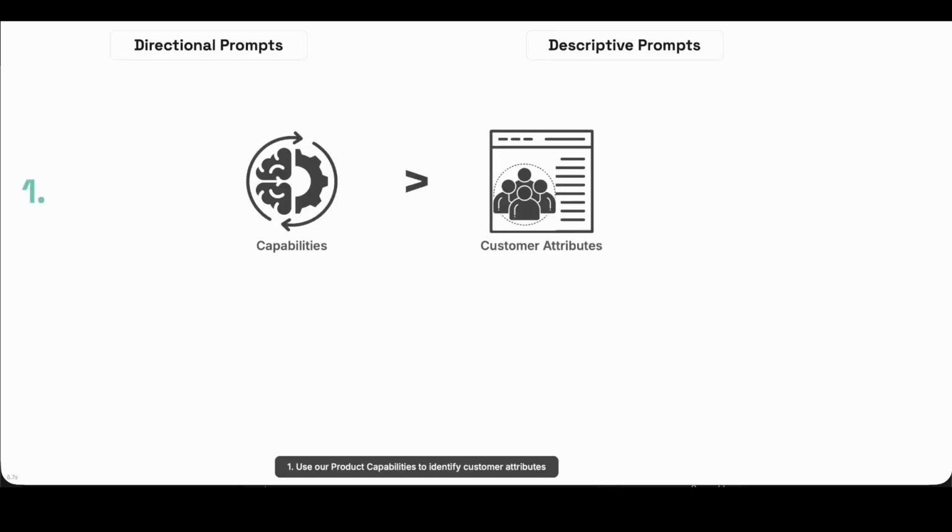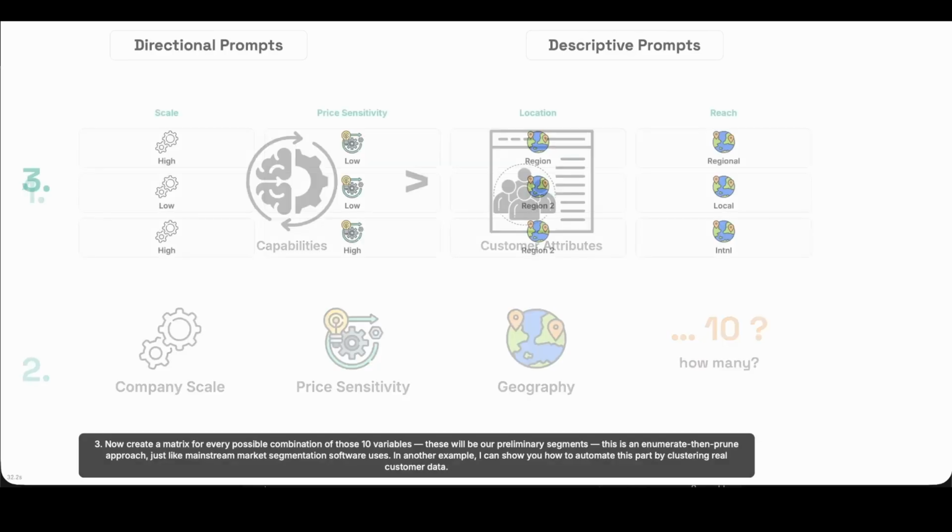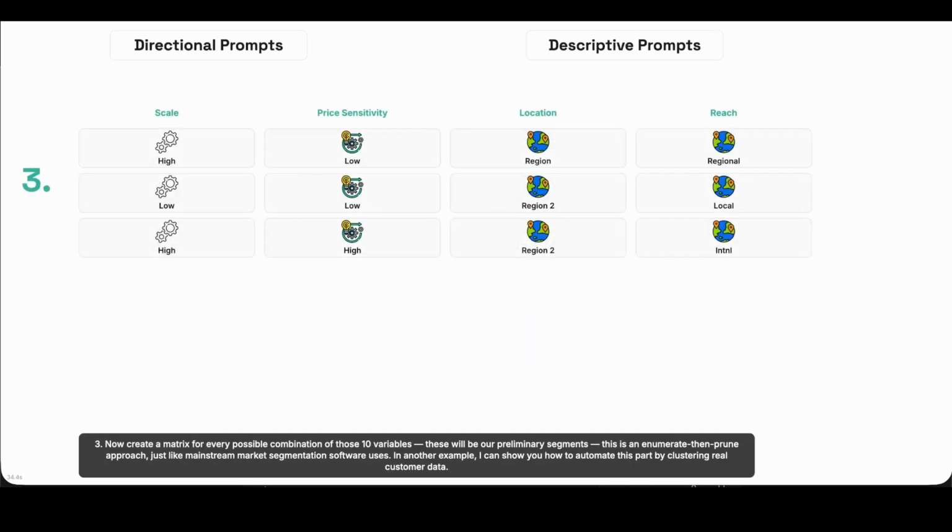Instead, we use directional prompts and descriptive prompts in the following 4 steps. 1. Use our product capabilities to identify customer attributes. 2. Create an exhaustive list of operational variables that cause friction for the customer, a B2B supply chain logistics company, and identify the extremes, smallest size and largest size, or low price sensitivity and high price sensitivity. We don't know how many variables, but let's say 10. 3. Now create a matrix for every possible combination of those 10 variables. These will be our preliminary segments.